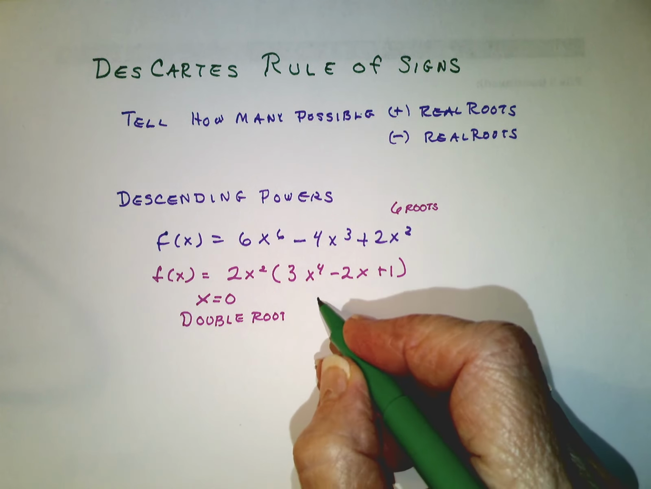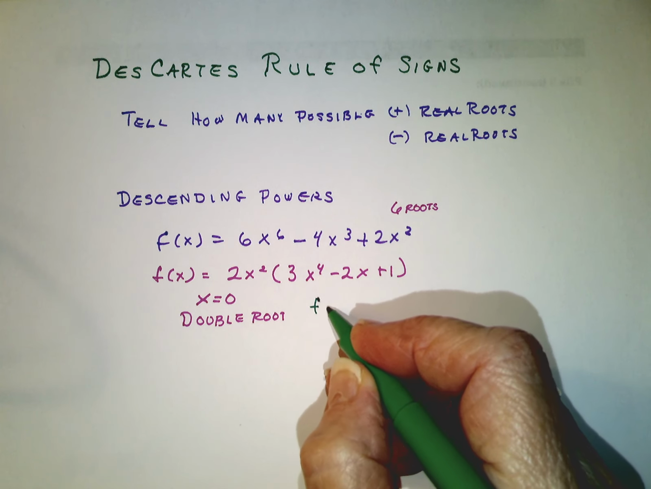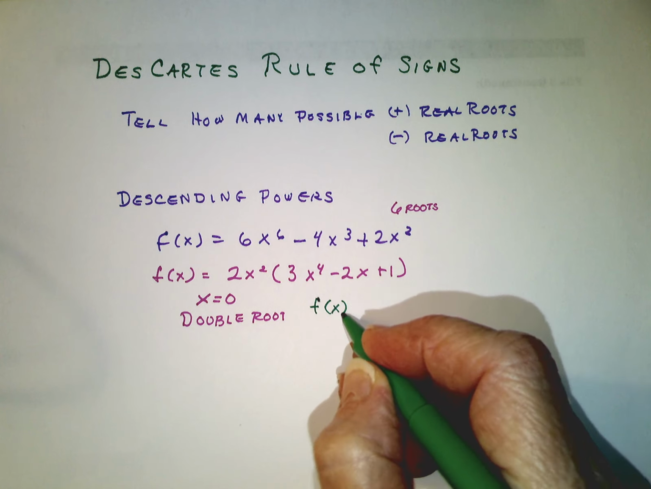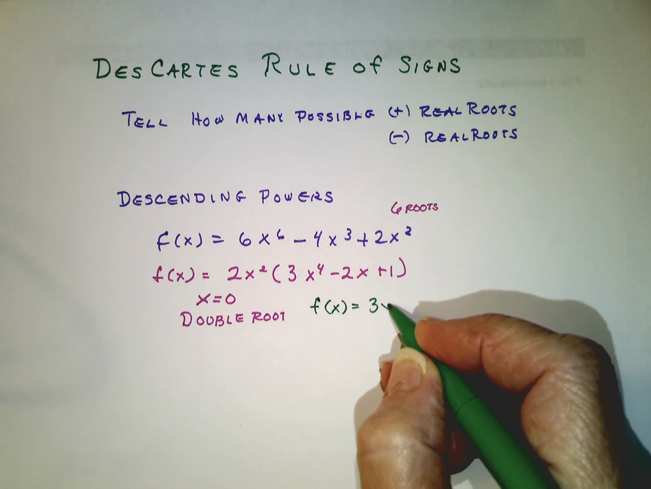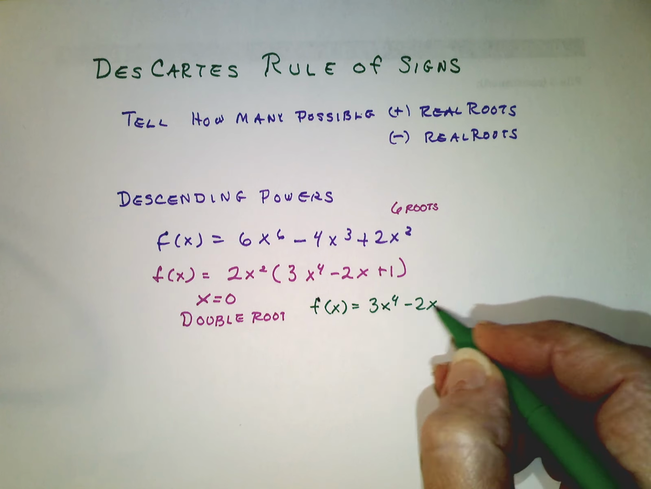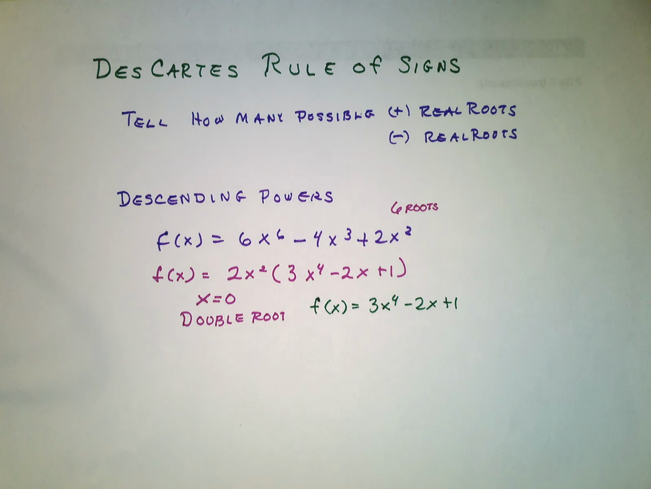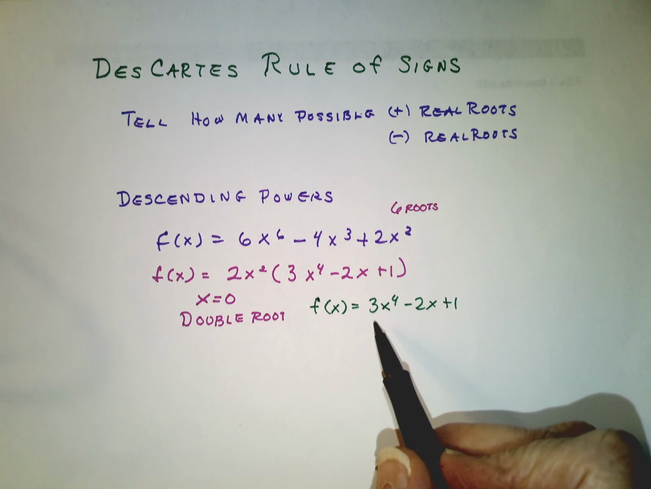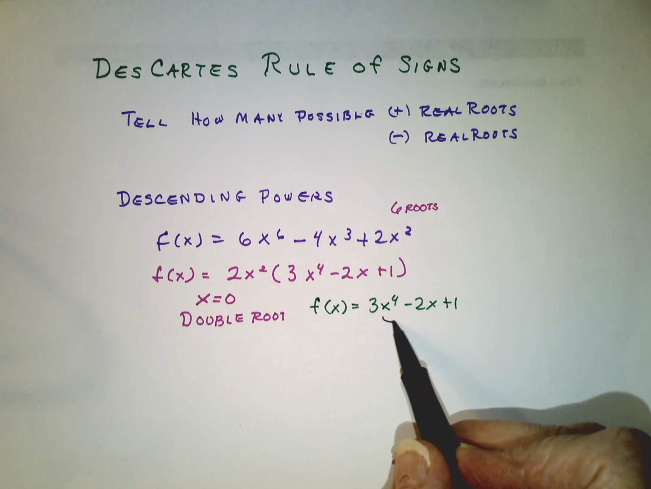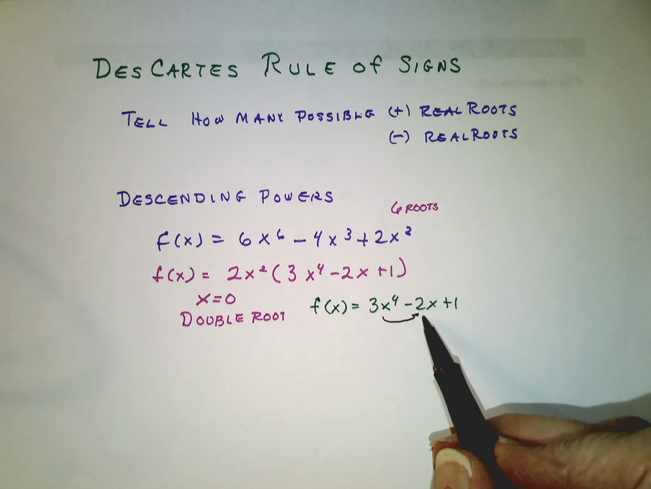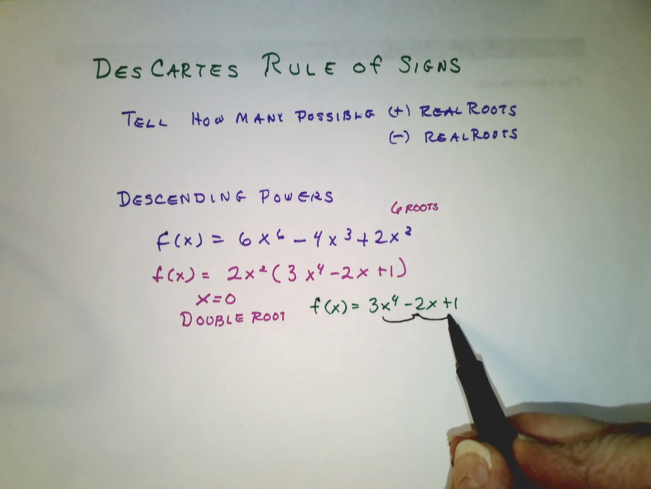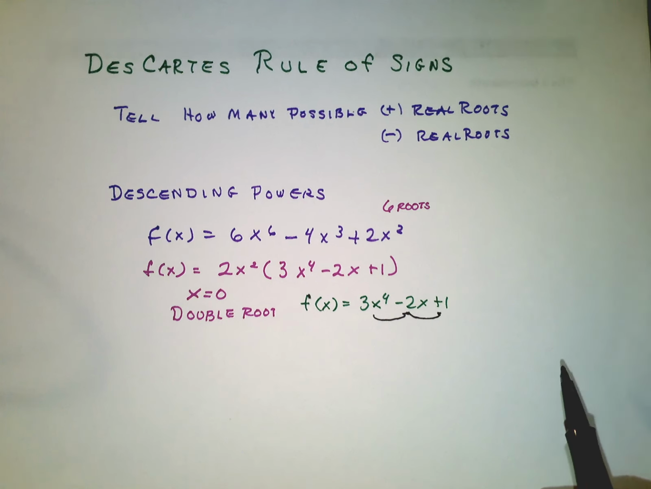We're going to let f of x equal 3x to the 4th minus 2x plus 1. And we count the sign changes. Some textbooks call it the variation in sign. So we start with a positive, and then negative, that's one change. And then this term is negative and it changes to positive. So there are 2 changes.